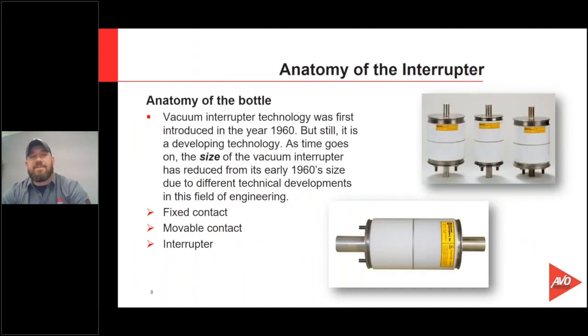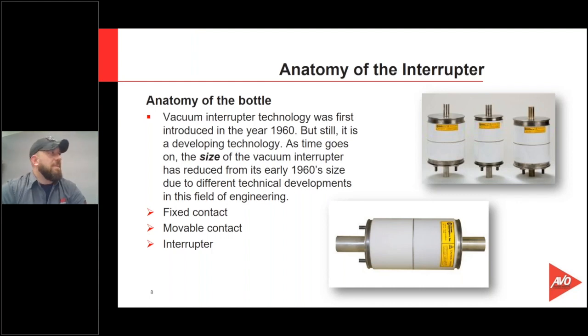The anatomy of the bottle, this is simple, but I think this has got to be one of the most important pieces, because understanding how this bottle works is critical. Vacuum interrupter technology was first introduced in the year 1960, but still it is a developing technology. As time goes on, the size of the interrupter has reduced from its early 1960 size, due to different technical developments in this field of engineering.